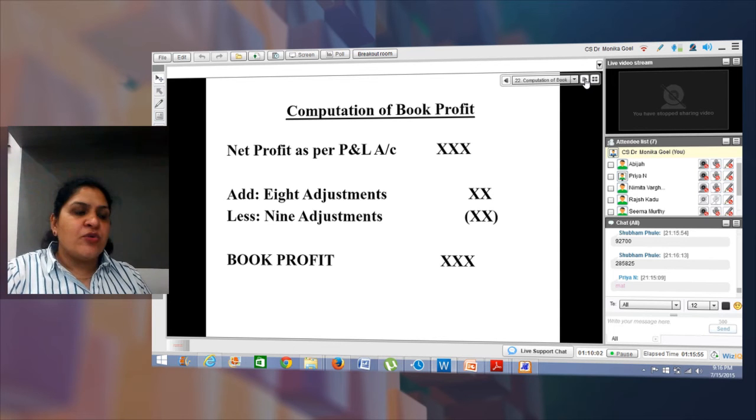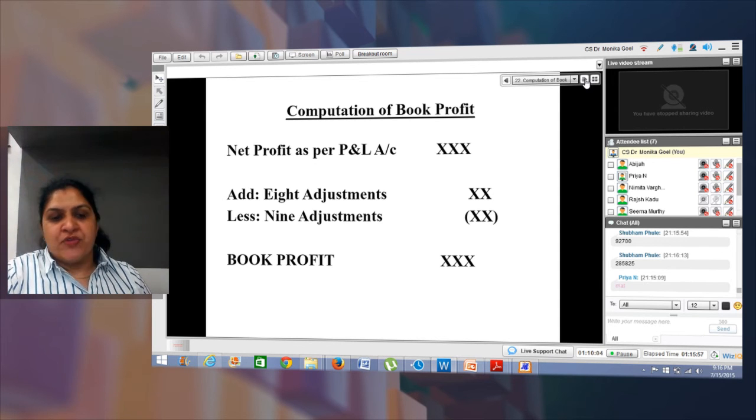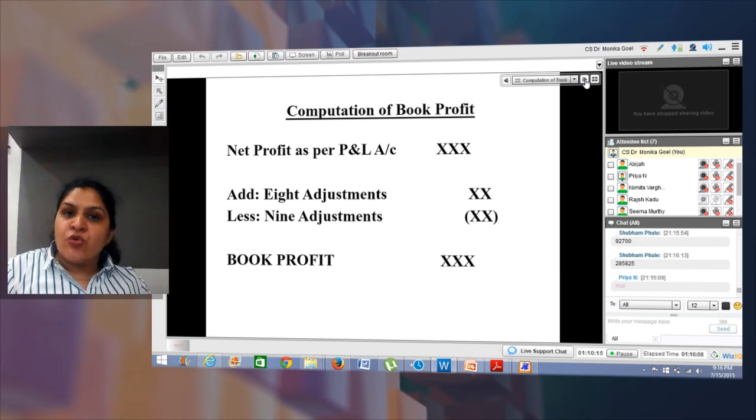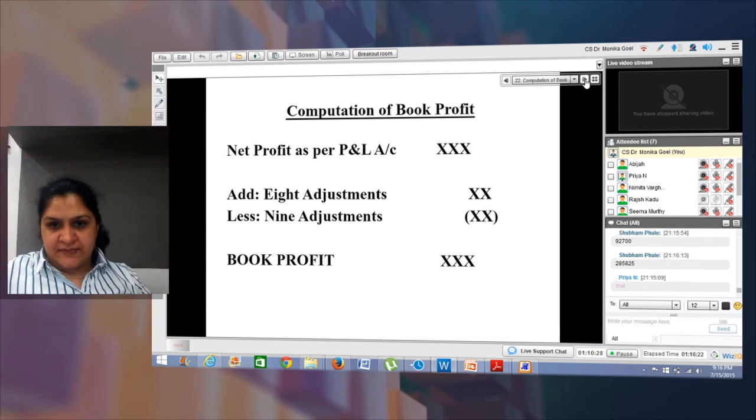So what you will do, in order to calculate book profit, is pick up net profit as per the profit and loss account. While we were calculating adjusted total income in case of alternate minimum tax, we started with total income as per the Income Tax Act. Here you're not doing that. Here you're starting with net profit as per the profit and loss account. So the difference should be clear. While calculating adjusted total income, you pick up total income. While calculating book profit, you start with net profit as per the profit and loss account.